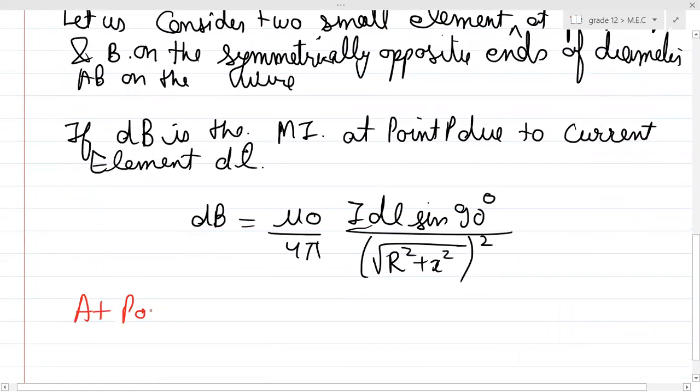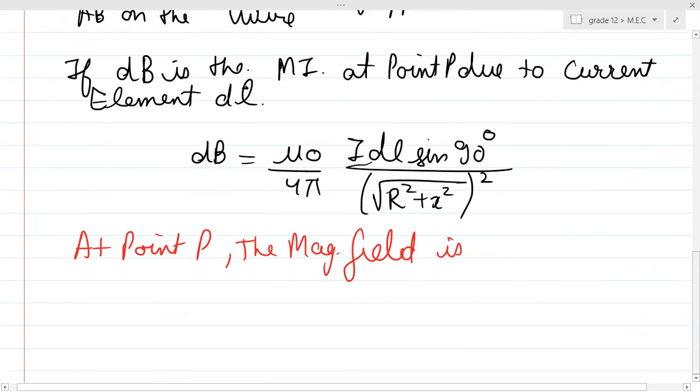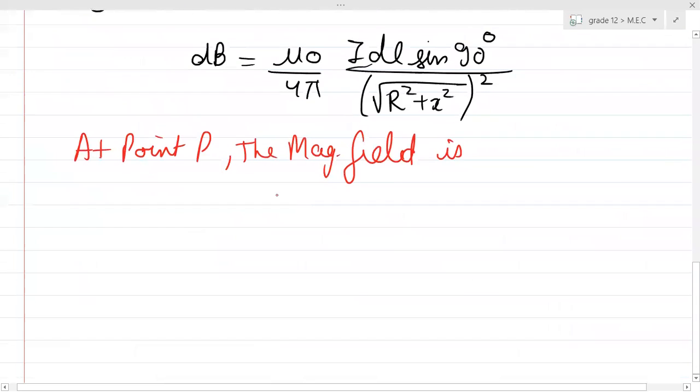So now at point P, the magnetic field is how much? Could you explain the direction of magnetic field once again? Why these two directions? Okay, let me just.